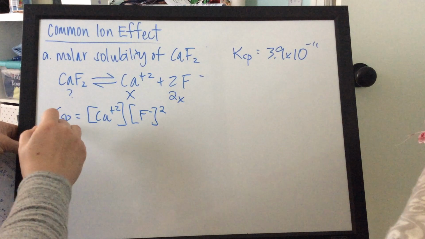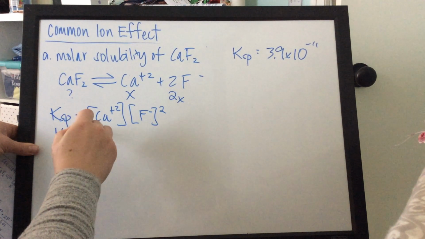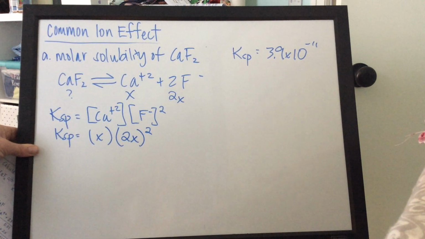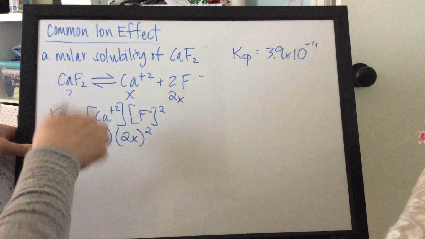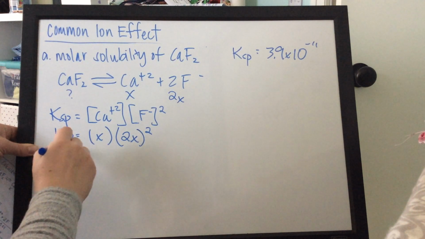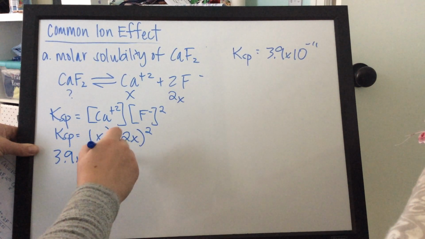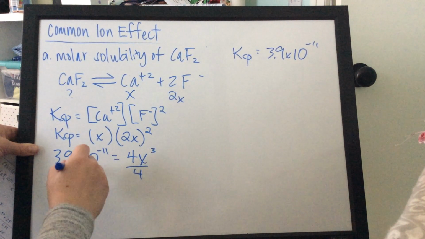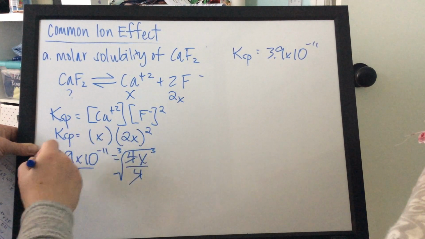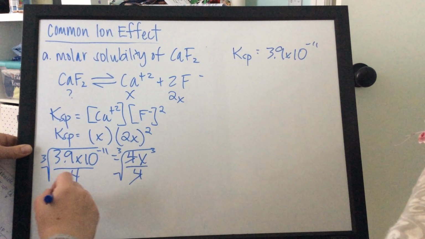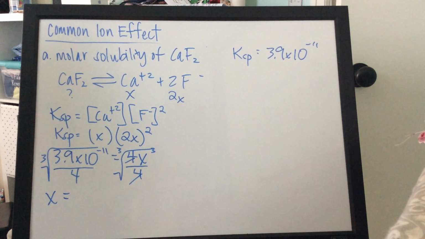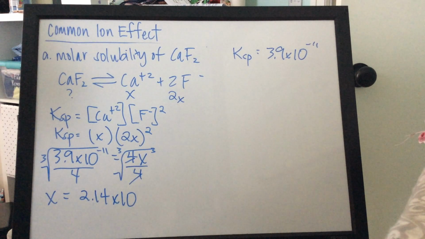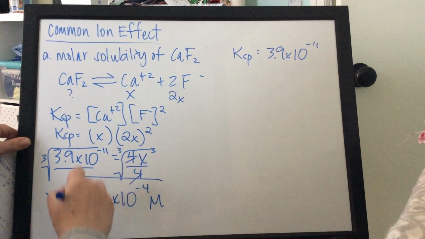I'm going to plug those X's into this, so calcium was the X, the fluoride was the 2X, the quantity squared. This is not the first time we've seen that: 2X squared is 4X squared, times X is 4X cubed. It's a very common thing in these KSP problems. We know KSP is equal to 4X cubed, so we're going to divide by 4 and take the cube root on the calculator, which I did all in one fell swoop here. And I got the molar solubility to be 2.14 times 10 to the negative 4th molar.